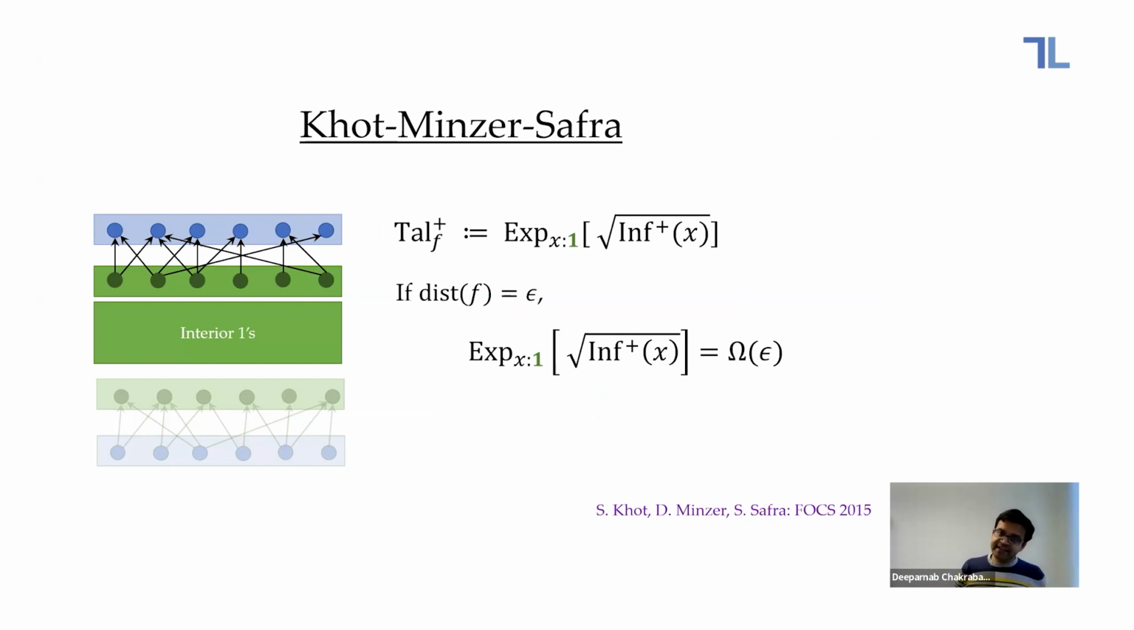So again, the directed Talagrand objective is: I look at all the green vertices, I look at the out-degrees, and I take a square root and I average them. This quantity is large if the distance to monotonicity of the function is large. This takes time to prove.